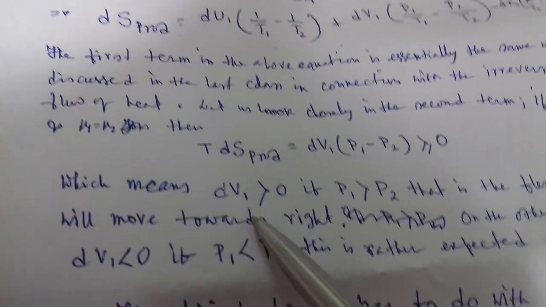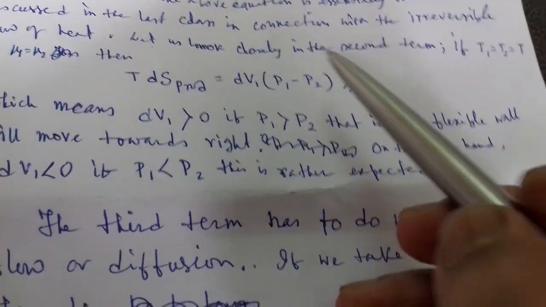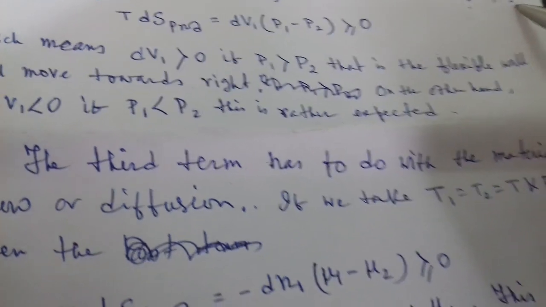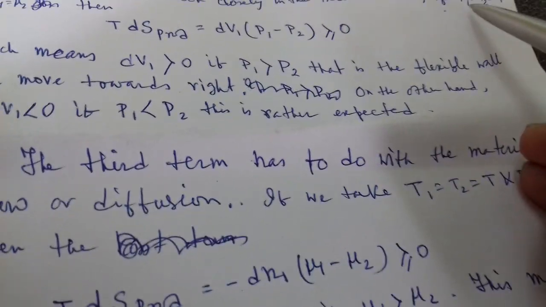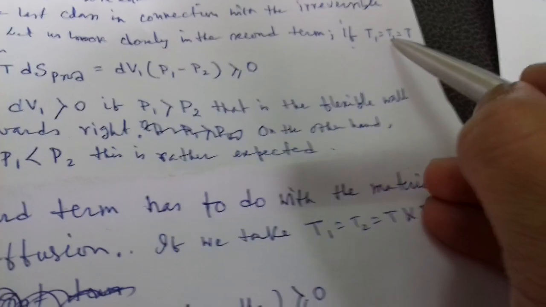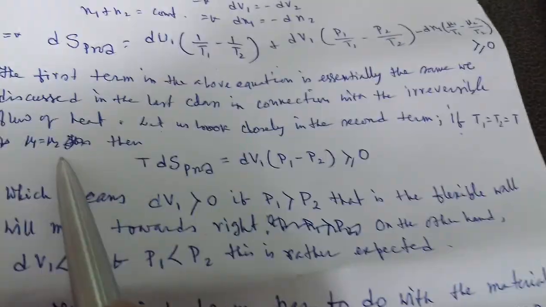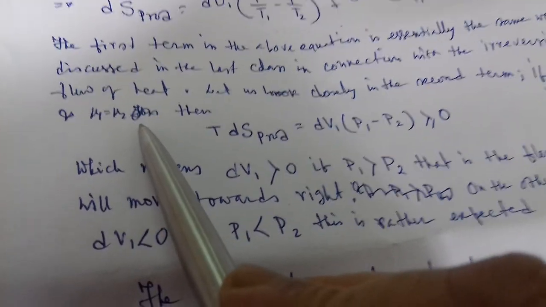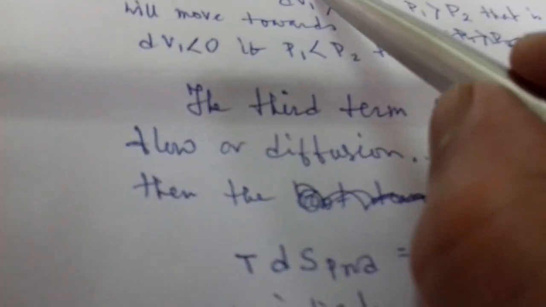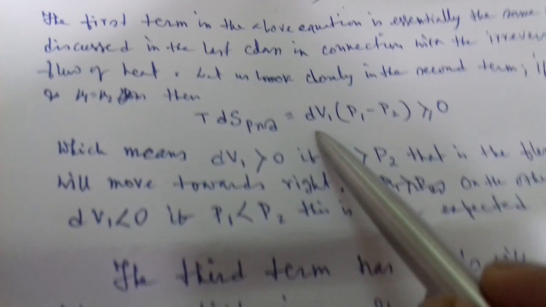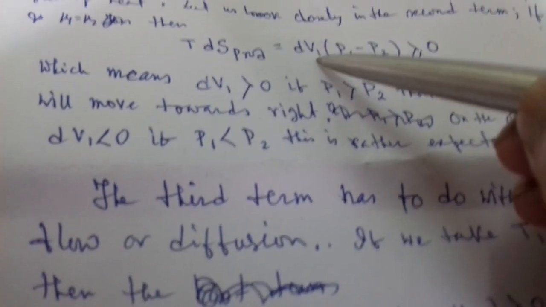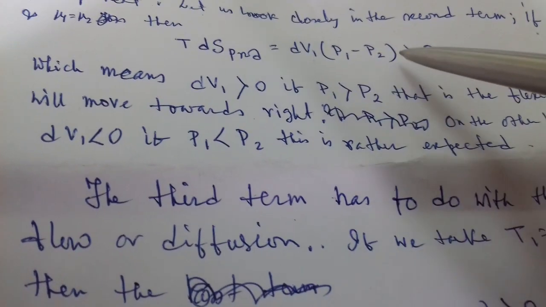Now let us look closely at the second term. If you put T1 equal to T2, that means the temperature is the same in both the compartments, let T1 equal to T2 equal to T, and the chemical potentials in compartments 1 and 2 are the same, that is mu1 equal to mu2, then putting these things in this equation, what do we get? We get T dS prod equal to this term that survives, dV1 times (1 minus P2/P1)... that should be greater than or equal to 0.